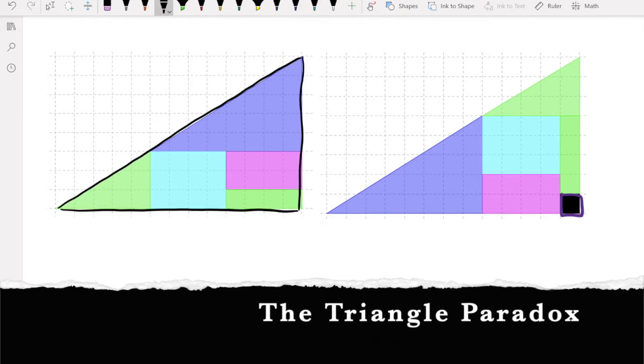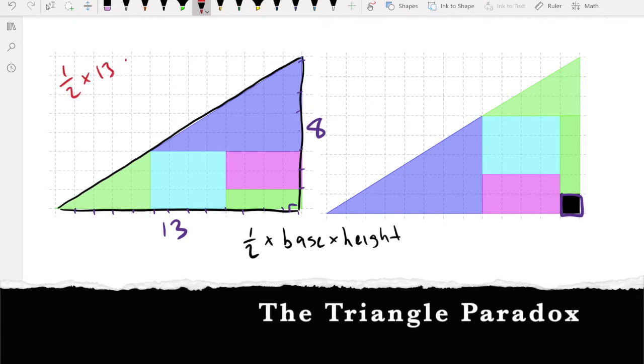The first triangle, if you count the base, it is 1, 2, 3, 4, 5, 6, 7, 8, 9, 10, 11, 12, 13 long, and the height 1, 2, 3, 4, 5, 6, 7, 8. So it's a 13 by 8, and it's a right triangle. And to find the area of any triangle, if you recall, it's 1/2 times base times height. And so the triangle on the left here, it's 1/2 times 13 times 8, which would be 52. So you'd say the area of this large triangle is 52.